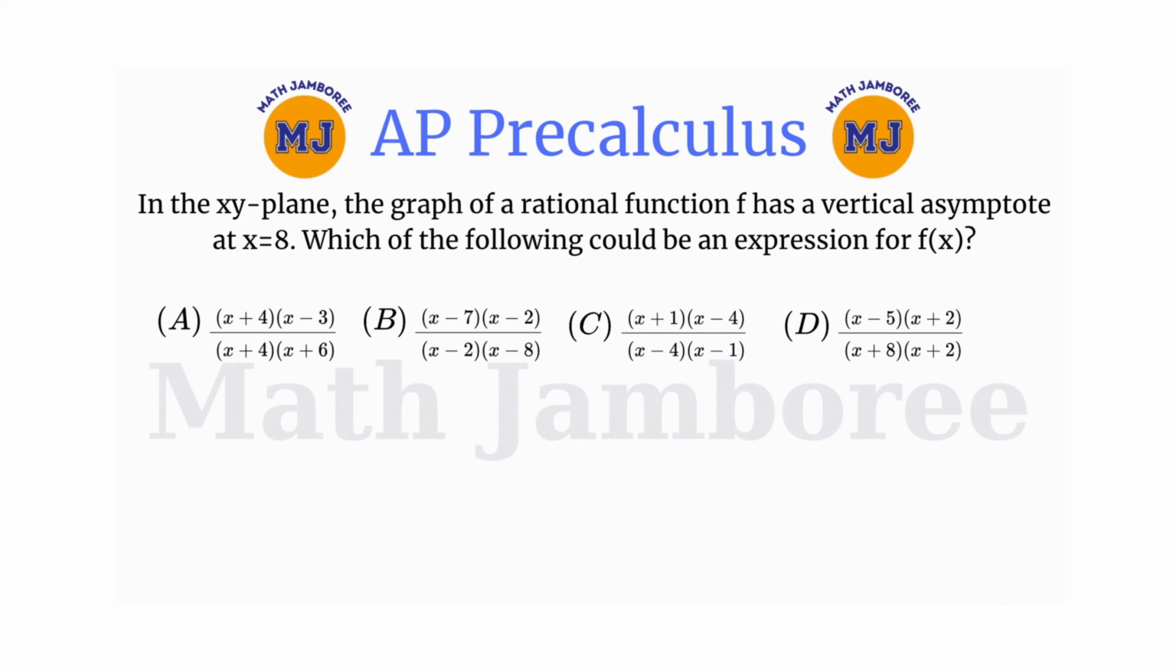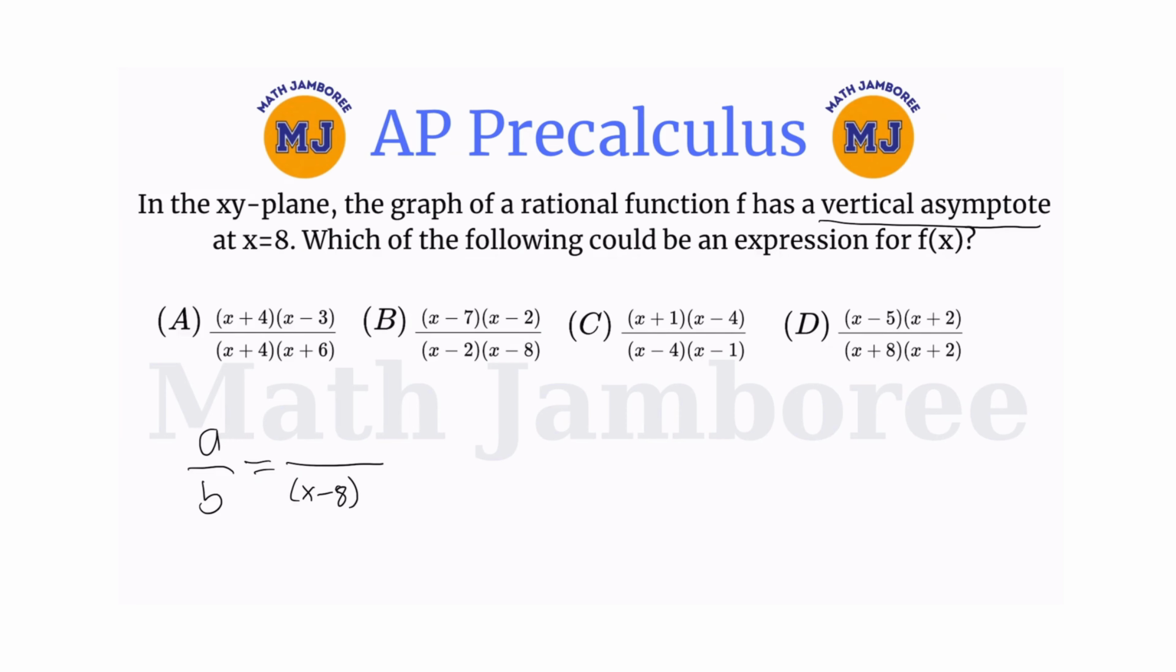In this question, we're talking about a rational function. Rational functions are in the format of a over b, which means we have a numerator and a denominator. And the vertical asymptotes are all about the denominator. In the denominator, we must have an expression that, when you make it equal to 0 and solve for x, gives you positive 8. Which means we must have x minus 8 in the denominator.